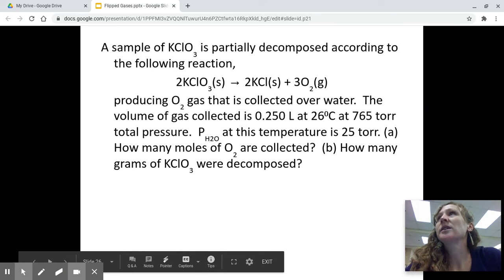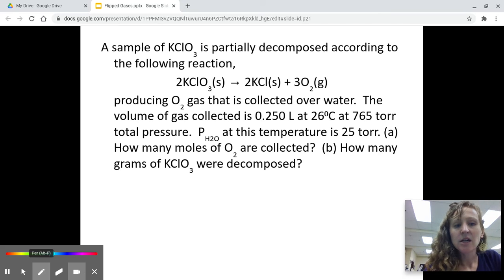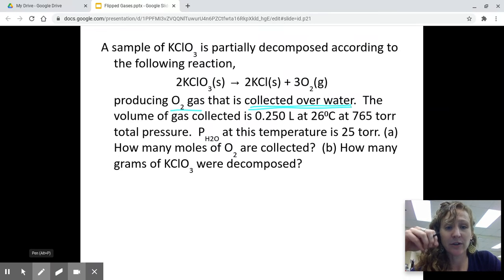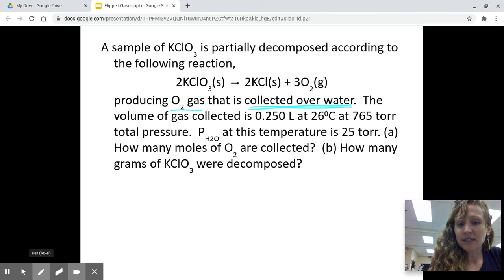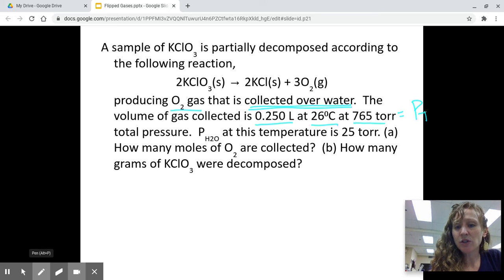Okay, so let's look at one of these problems together. A sample of KClO3 is partially decomposed according to the following reaction, producing oxygen gas that is collected over water. That should ring some bells or put up some flags for you that this is the exact scenario that we are talking about. The volume of gas collected is 0.25 liters at 26 degrees Celsius and 765 torr of total pressure. So this is P total. pH2O at this temperature is 25 torr.